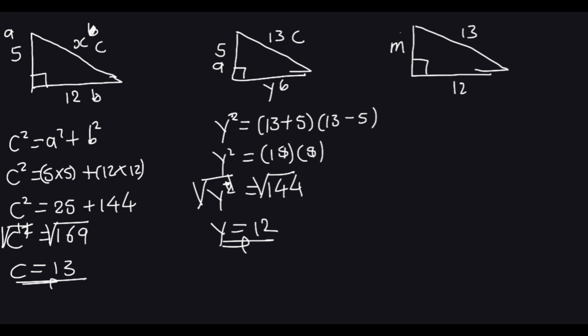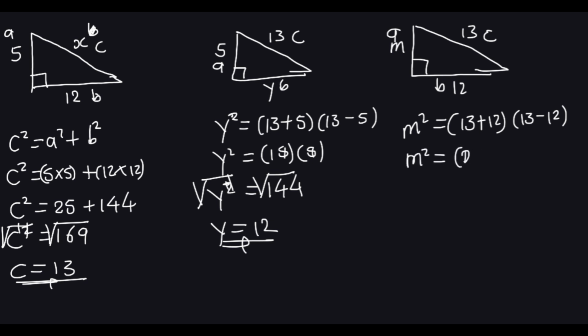So let's look at m. We have a, b, c. So m is adjacent, so we can say m squared is equal to 13 plus 12, then 13 minus 12. So m squared is equal to 13 plus 12 is 25. 13 minus 12 is 1. So 1 times 25 is 25. Square root of 25 is 5. So m is equal to 5. So now you can see that we've seen the pattern behind the Pythagorean theorem.